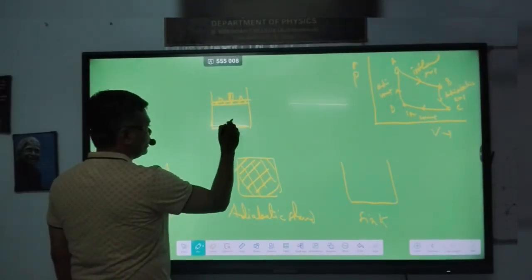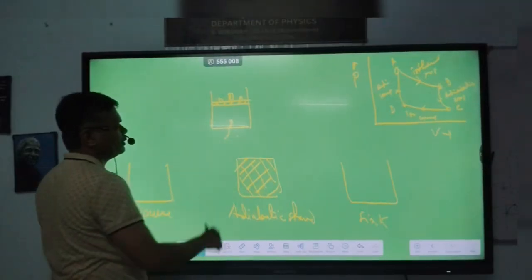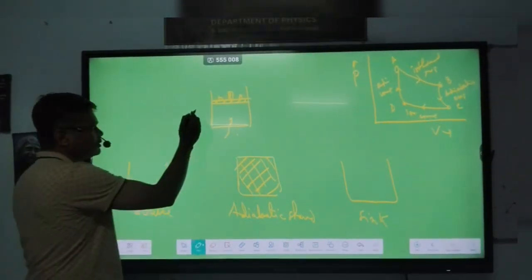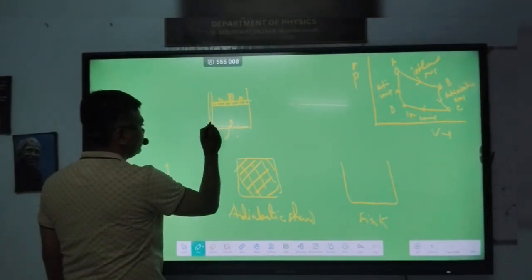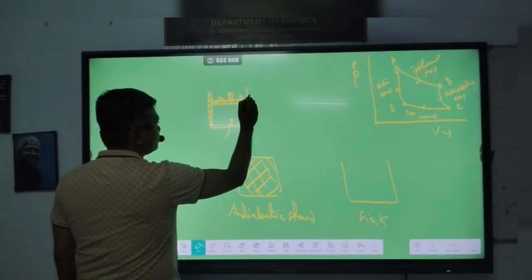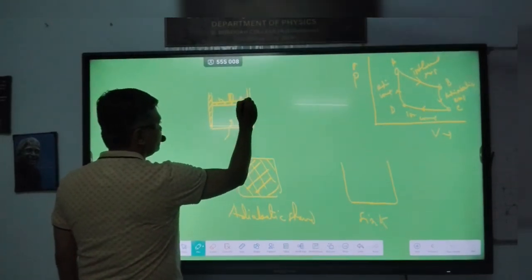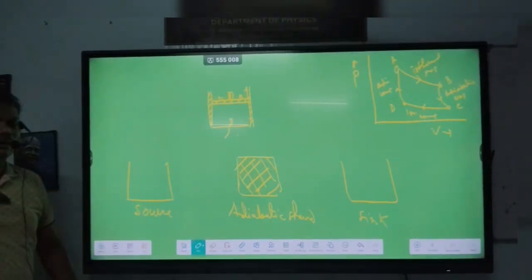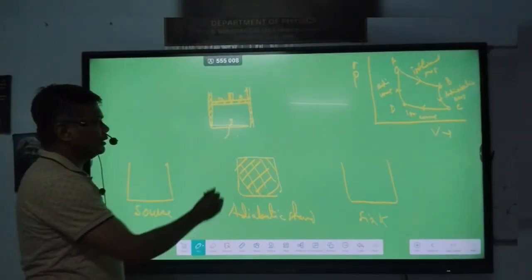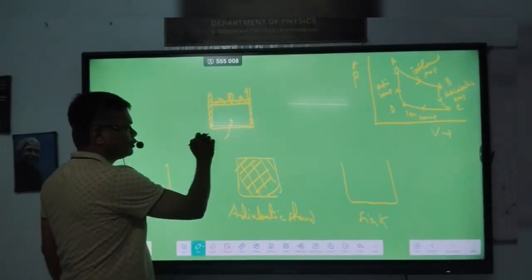The heat can go like this. Heat can enter this surface. These are adiabatic walls, so heat cannot go by other sides. Heat can only transfer through this side.